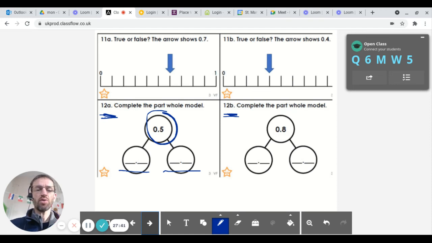Well done, year 3, year 4. Now, if you want an extra challenge, get onto the spiciest work. Let me show you some examples.